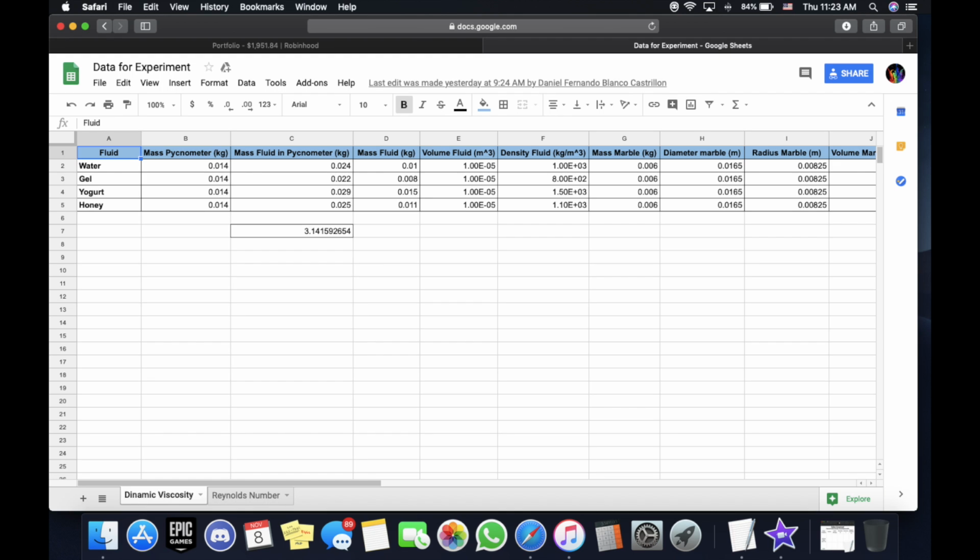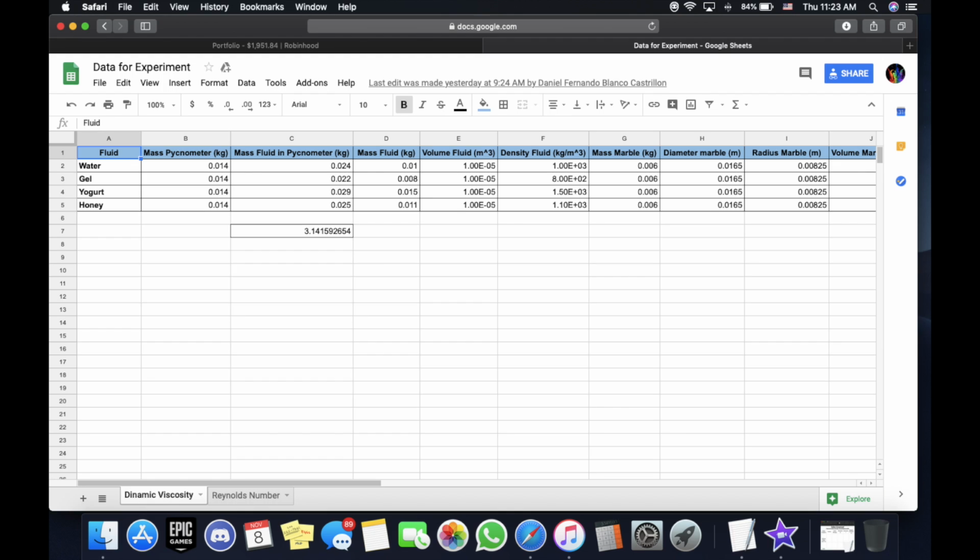For the density of the fluid, each fluid is obviously going to have a different density. For water, it was 1,000 kilograms over meters cubed. For gel, it was 800 kilograms over meters cubed. For yogurt, it was 1,500 kilograms over meters cubed. And for honey, it was 1,100 kilograms over meters cubed. The way we found the density for all these fluids was just mass over volume. That's the equation to find density.